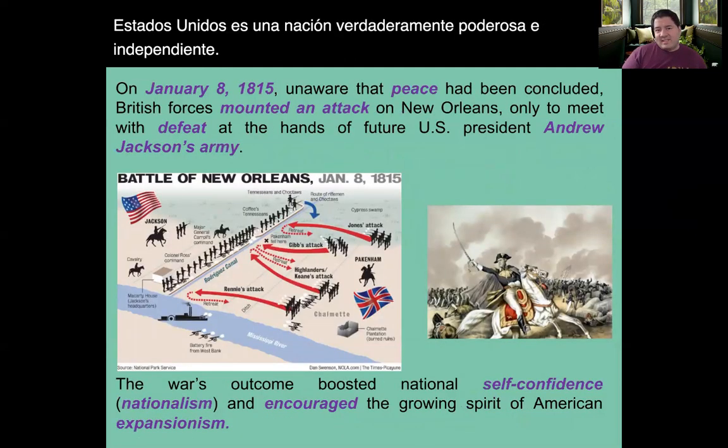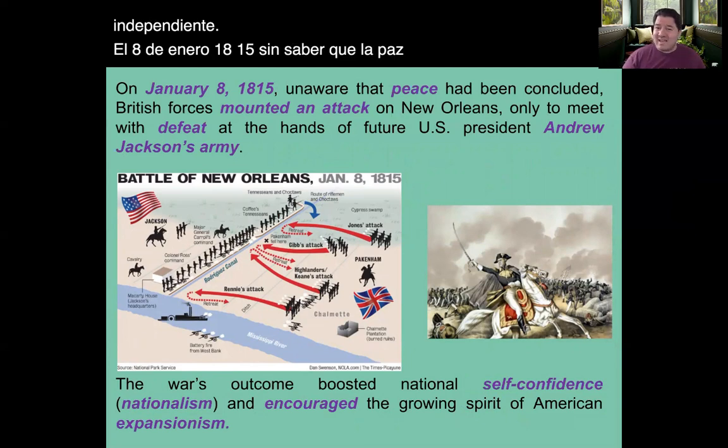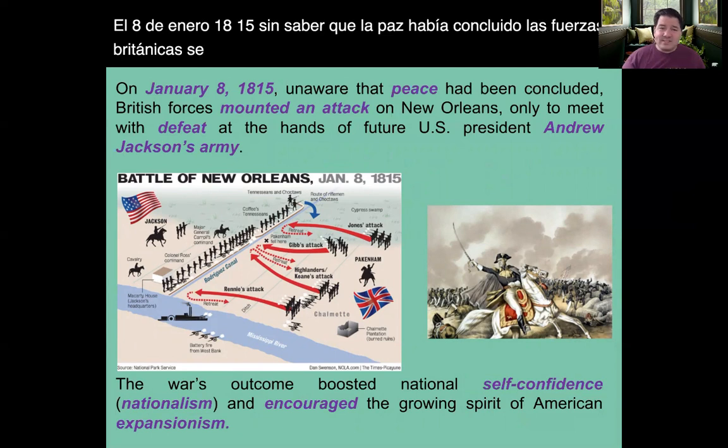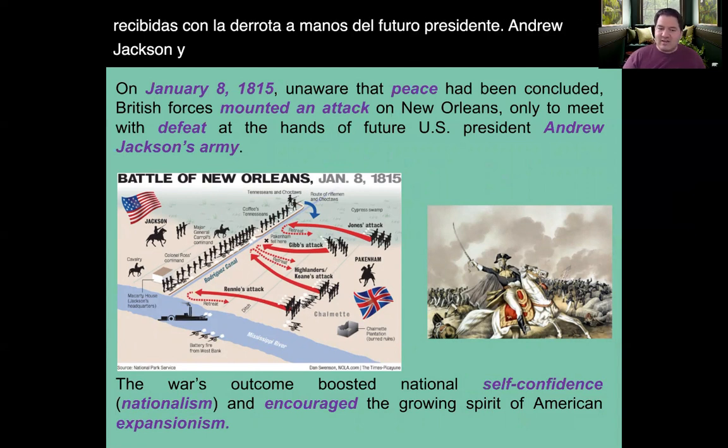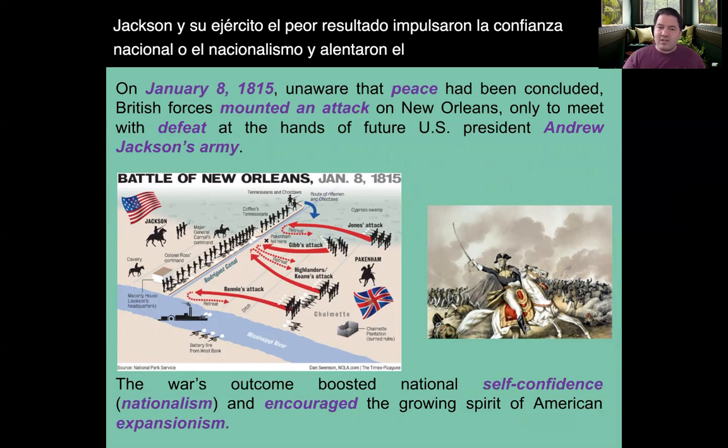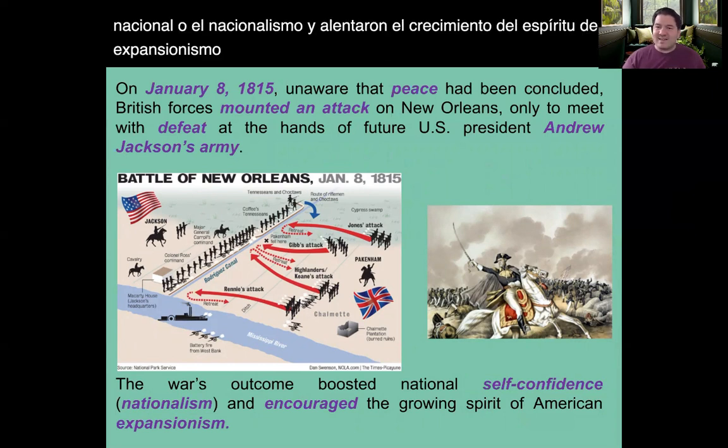On January 8, 1815, unaware that peace was concluded, British forces mounted an attack on New Orleans, only to be met with a defeat at the hands of future President Andrew Jackson and his army. The war's outcome boosted national confidence, or nationalism, and encouraged the growth of the spirit of American expansionism, encouraging Americans to move further west and expand their territory.